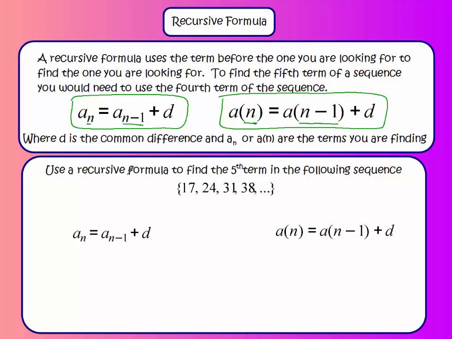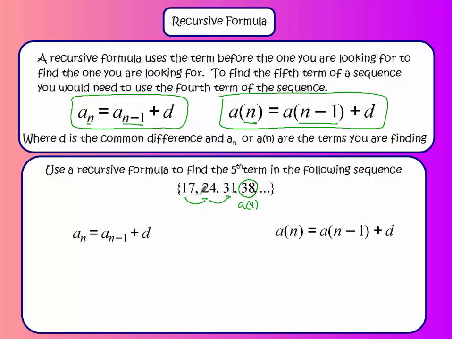Use the recursive formula to find the fifth term in the following sequence. Well, it's quite easy. Let's see, I have 1, 2, 3, 4. So in order to find the fifth term, I need to know the fourth term. Well, I do. It's this right here. Okay, that's A sub 4 or A of 4. Let's try this notation. We'll use them both, actually. I also need to know the common difference. In other words, how am I moving from one to the next?